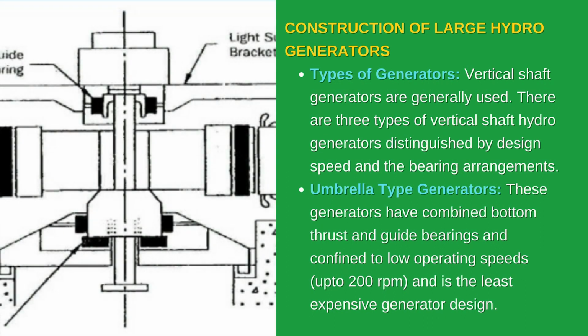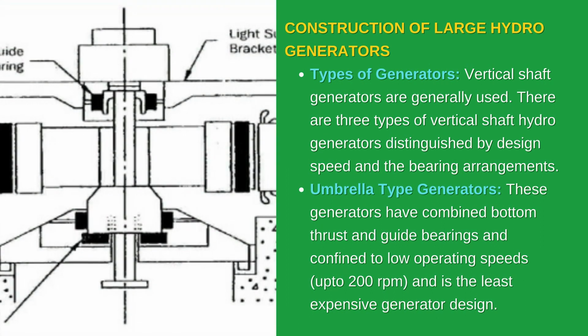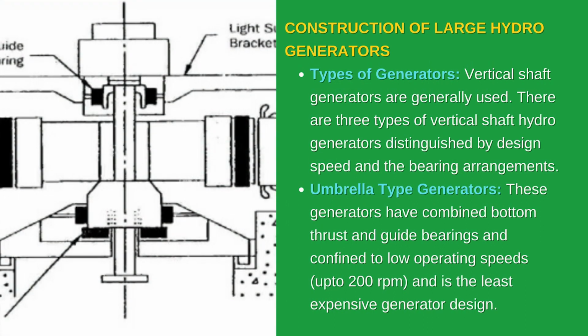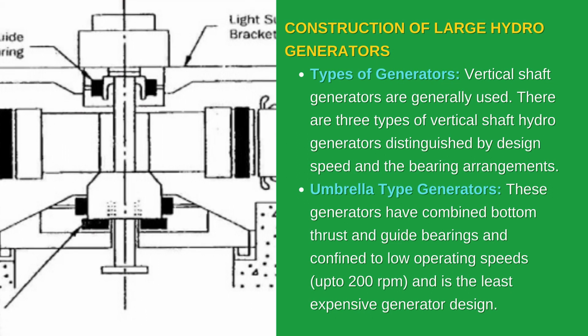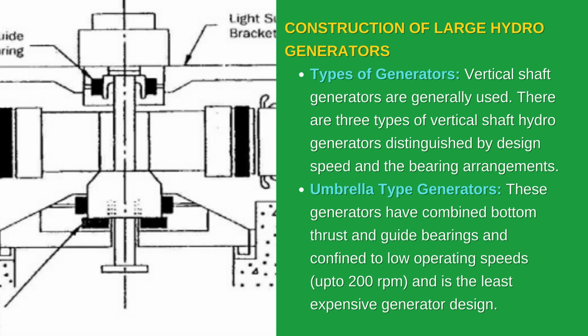Then we are going to see one very critical discussion: construction of large hydro generators. Types of generators: we have vertical shaft generators, the detailed explanation you will get in my PPT. Then we have umbrella type generators which are used for, you can say, 200 RPM. Then we have semi umbrella type generators which are being used for medium speed, say 150 to 300 RPM.